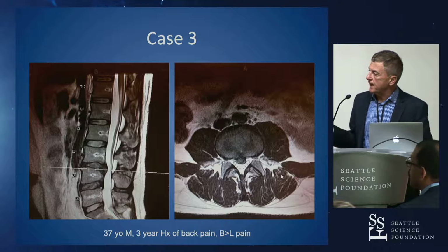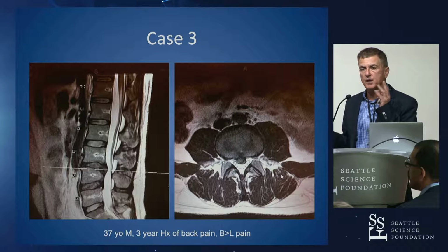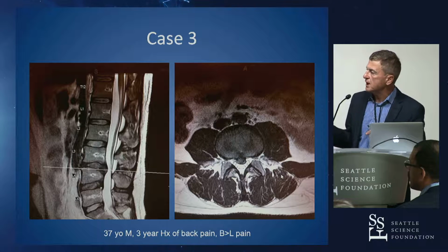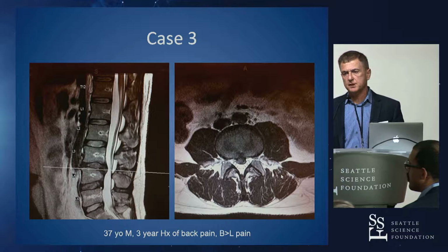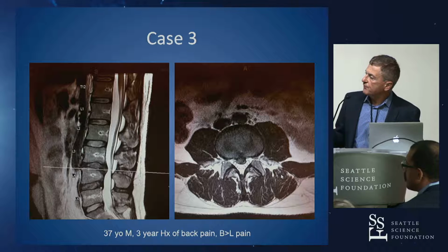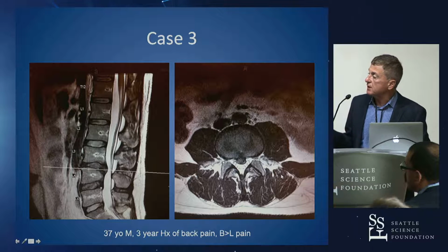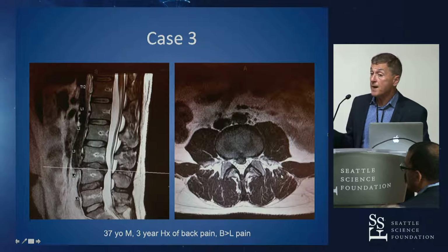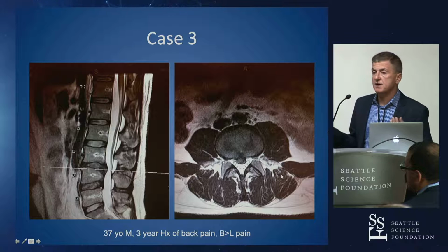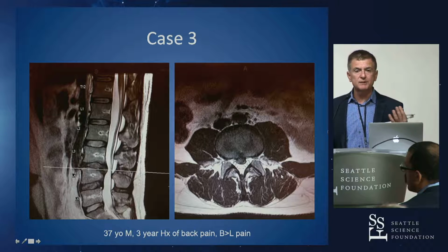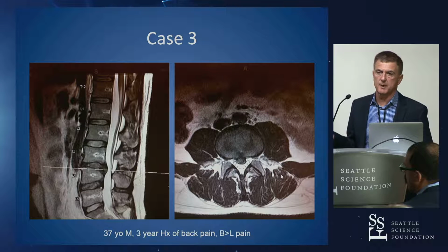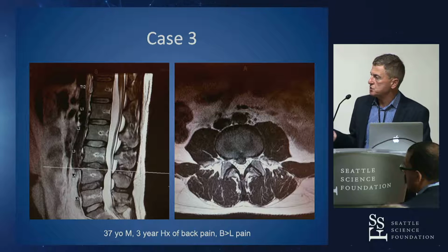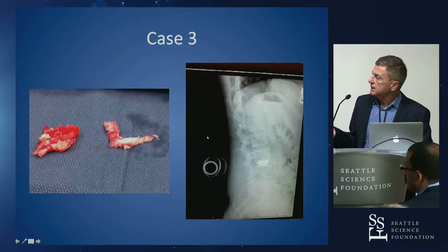This case was in the IDE study. This is very similar to a case somebody showed today, showing this large central disc herniation. I think, Mike, you showed a case like that. So, L3-4 degenerative disc disease, 3-year history of back pain, more back pain than leg pain. I mean, this is a tough situation. 37-year-old, active guy. You don't want to do a microdiscectomy on that. I really like to avoid doing a fusion on the guy. So that's what we did.